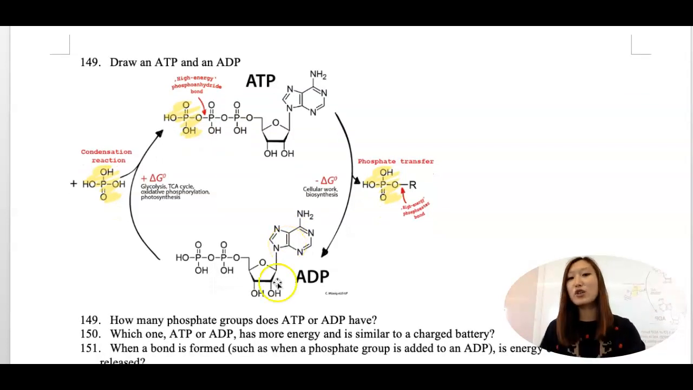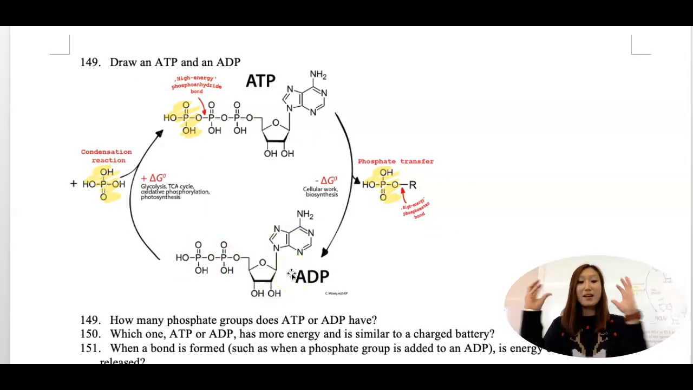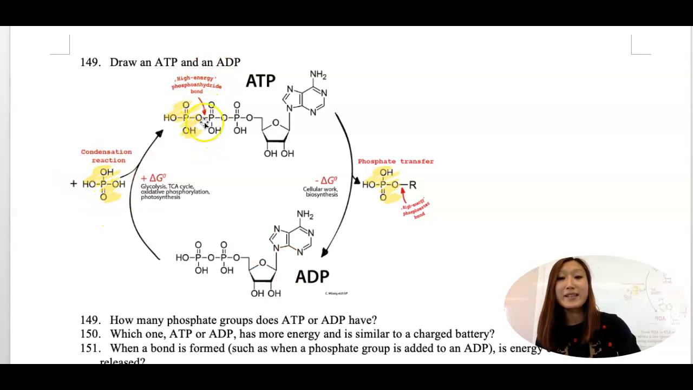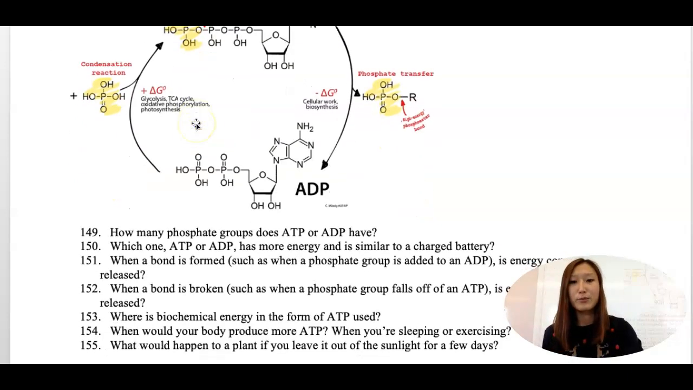In comparison, if you're trying to make ATP from ADP, you have to make an extra bond and you're trapping this energy. You're trying to trap this energy. So what you have to do is add energy and a phosphate group so that this energy can be trapped in the bond between the second and the third phosphate group.